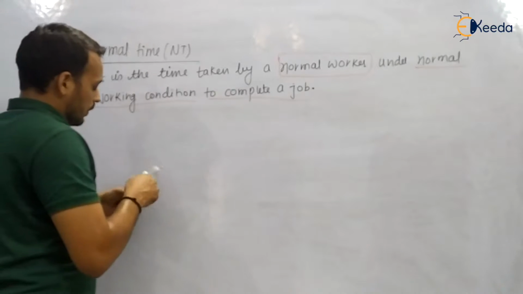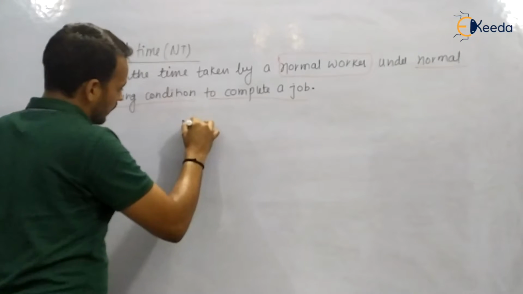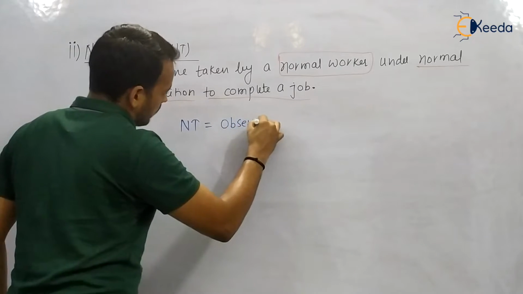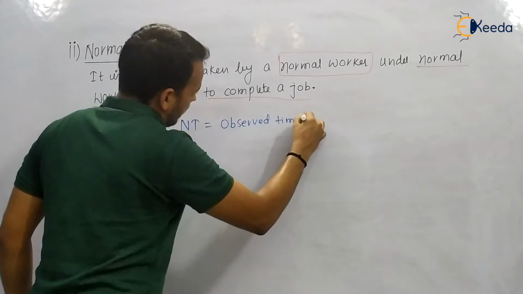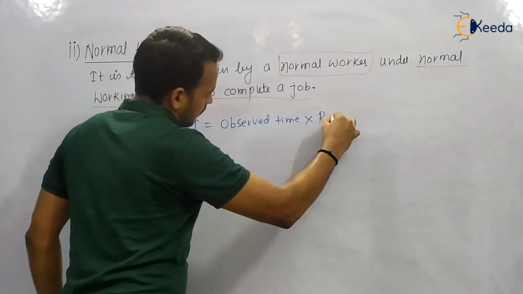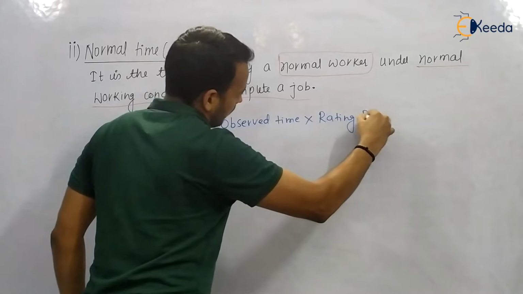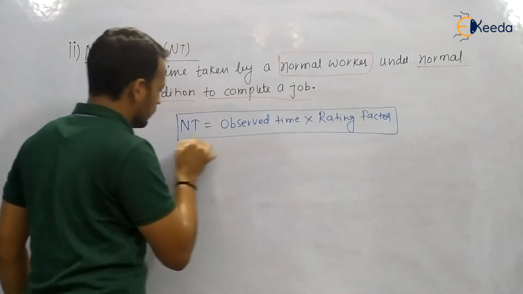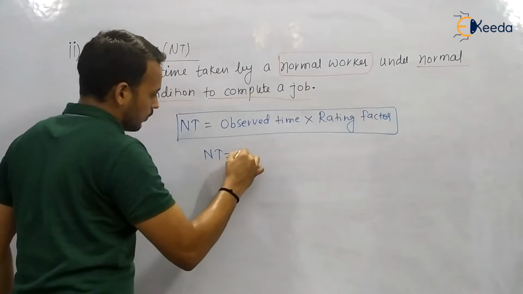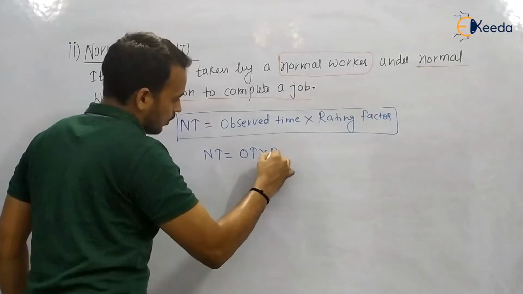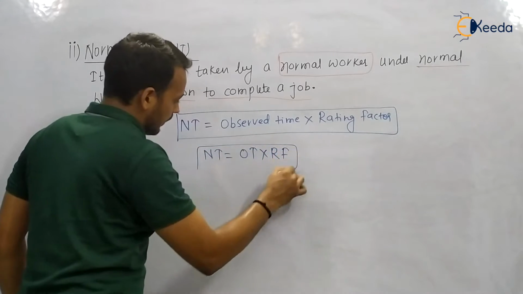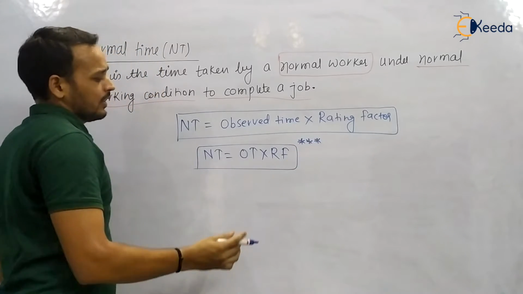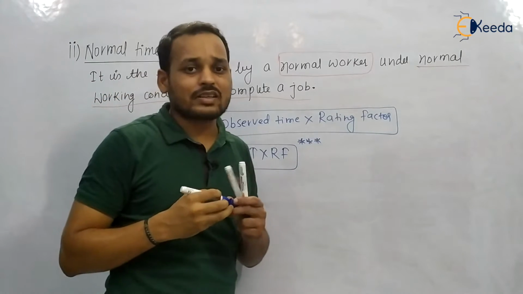So the normal time is equal to the observed time into rating factor. If you want to calculate the normal time, it is the product of OT into RF. Rating factor is something which is provided to the worker. You can say it is just like efficiency.